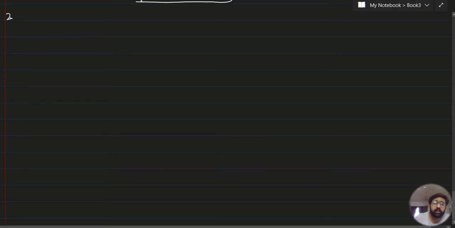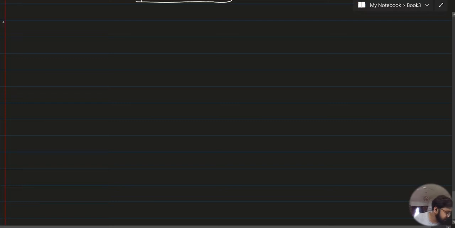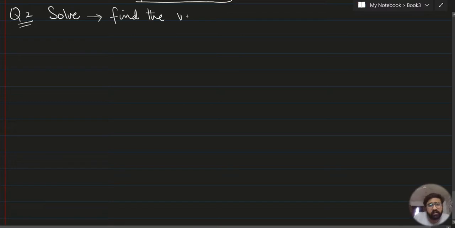It's written in question number 2 that you can give your answer correct to two decimal places. So you can definitely use the calculator over here. In the previous question, calculator wasn't necessary, but in this question you can use the calculator. Still you need to solve. Solve means that you need to find the value of x, and you need to write it in two decimal places.